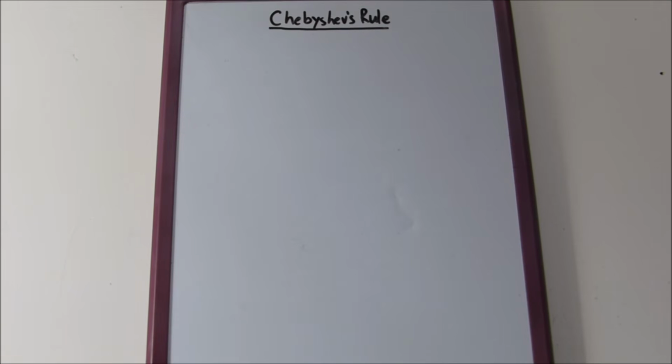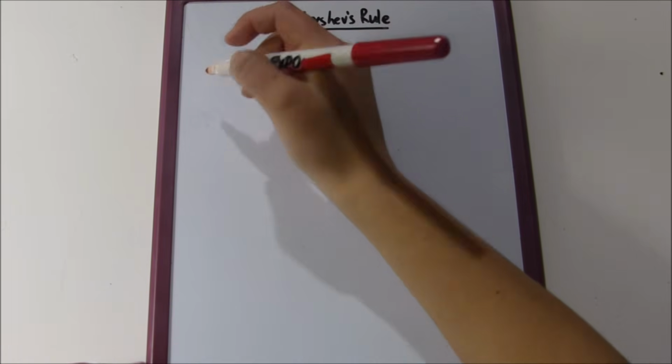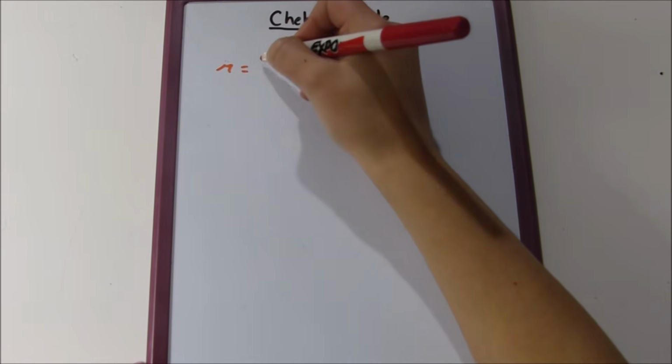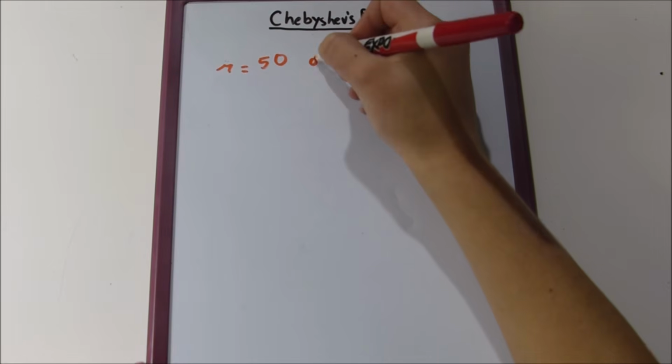Today we're going to be talking about Chebyshev's rule, and what Chebyshev's rule is used for is to obtain information about how the values in a dataset are distributed and about the relative position of a particular value in a dataset. Let's say that we have some sample, and in the sample its mean is 50 and its standard deviation is 10.